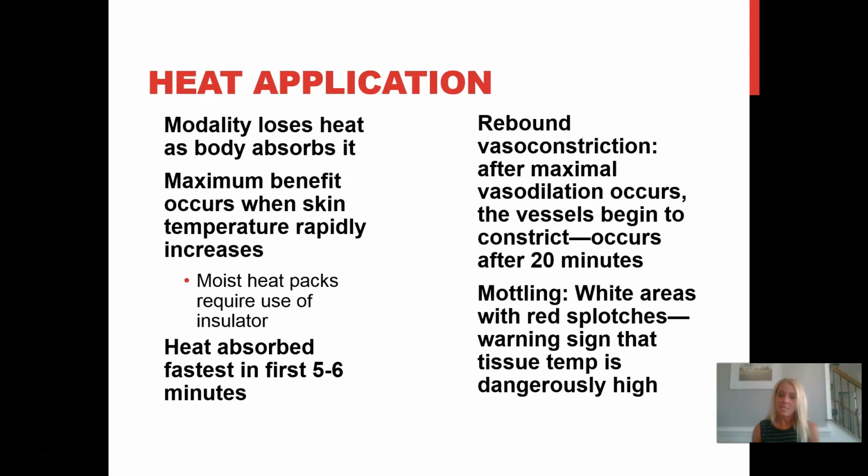What we do not want to see with heat application is called mottling. That is white areas with red splotches. When we put heat on an area, again, it should turn a pink or red color. If you notice any white in the area, that is usually a sign that the tissue temperature is getting too high and we want to discontinue treatment at that point.